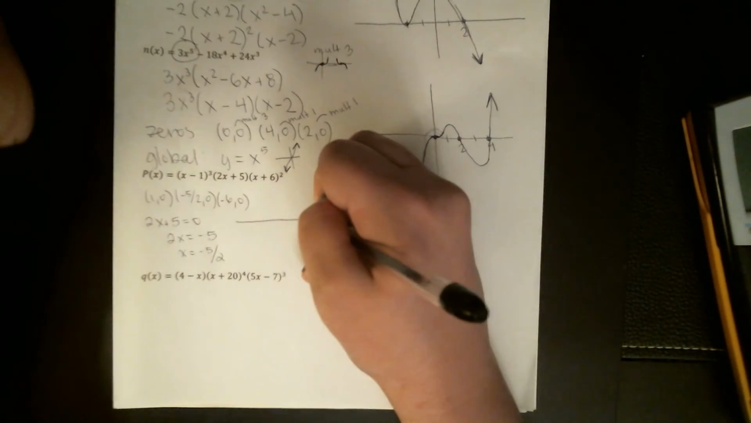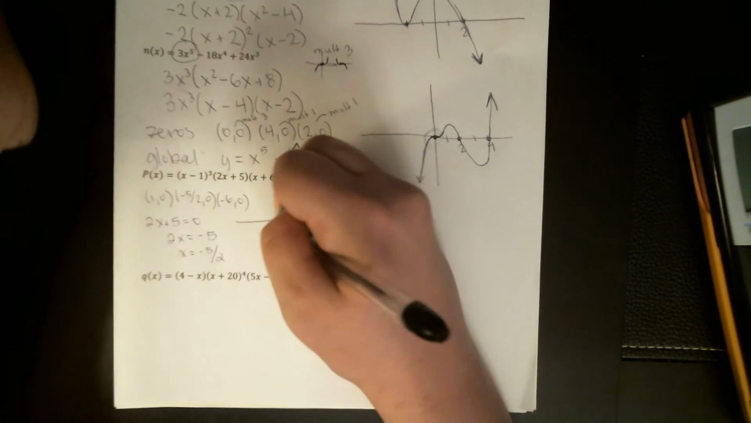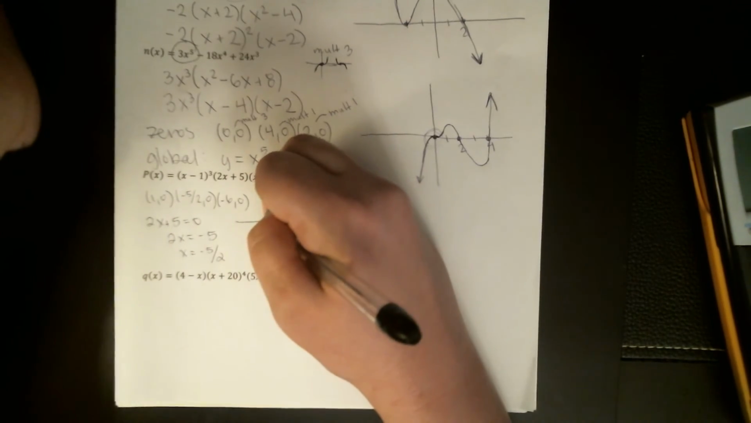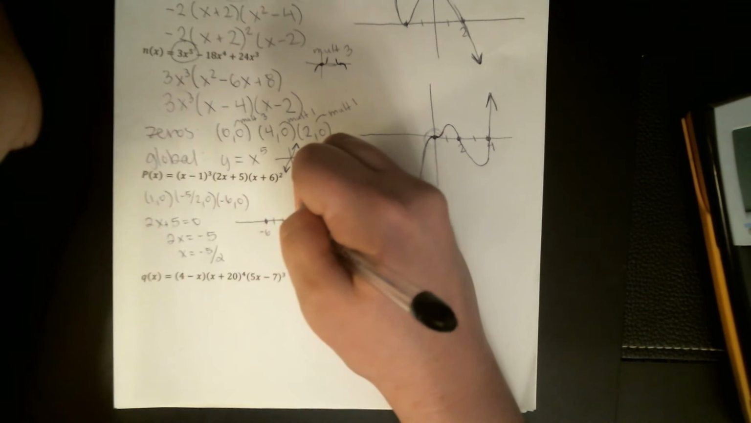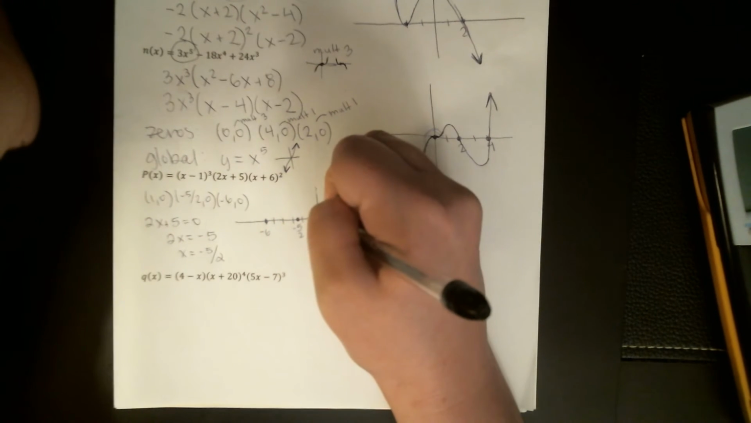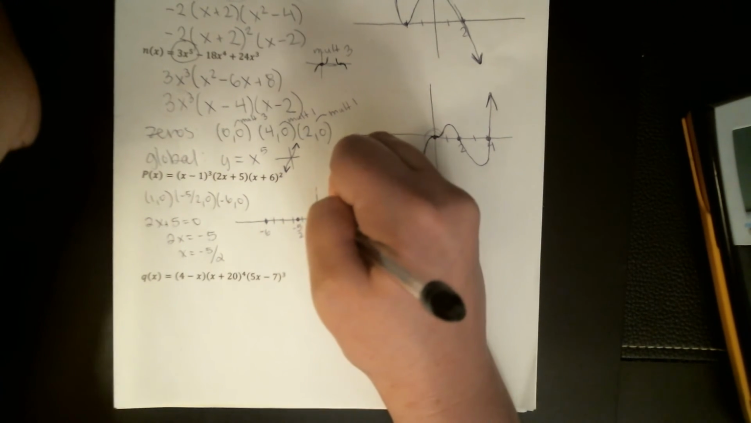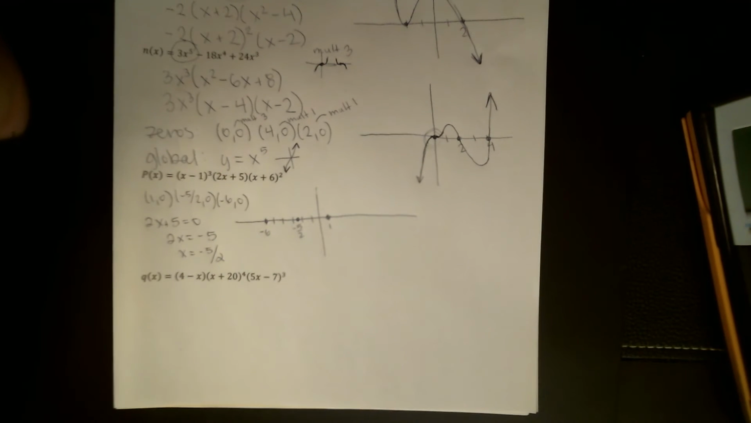Okay, so we need to go to (-6, 0) and (-5/2, 0), so -2.5, and (1, 0). Okay, so those are my intercepts.